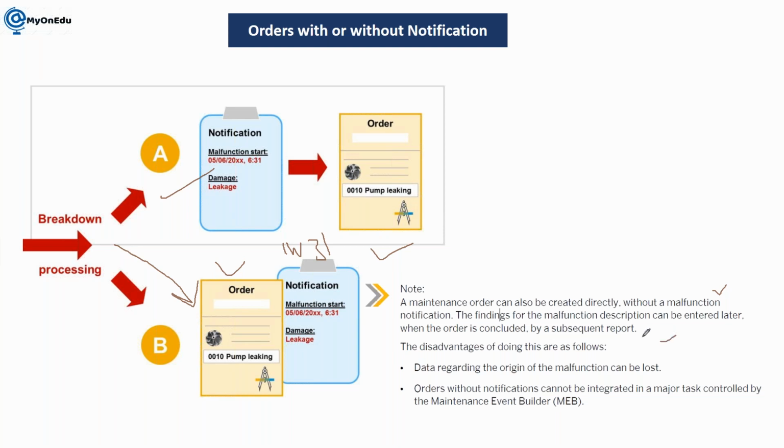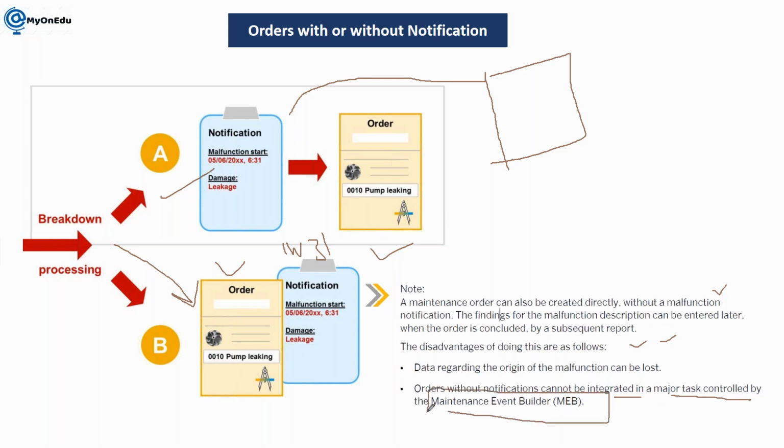The disadvantages of doing this are as follows. What are we losing if we create the order directly, or if we are not attaching it to the notification? In a notification, we have different tasks, activities, and objects which we use to record and keep as history. If we are not assigning a notification, then in the event builder you will not get all these things. An order without notification cannot be integrated as a major task controlled by the maintenance event builder. This is one app in S/4HANA 2020. So if you do not have a notification, you will not have all the details of your issues.